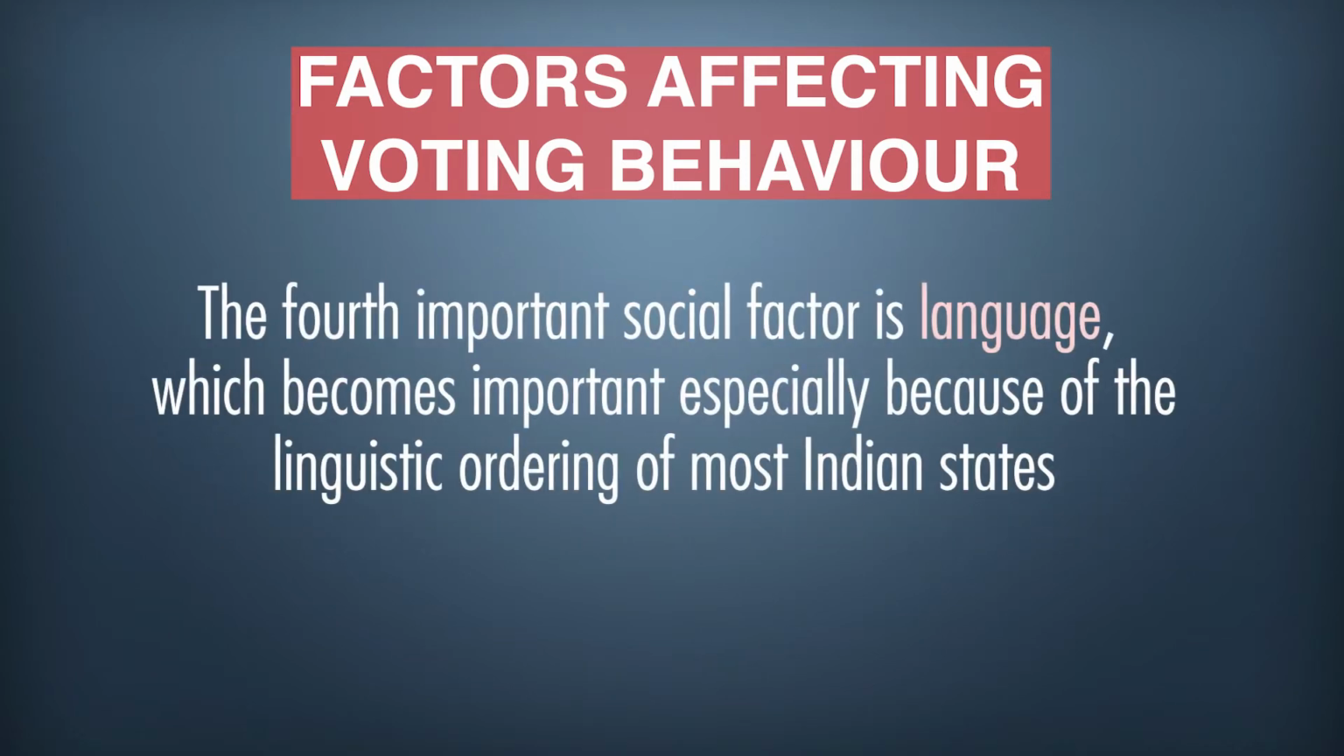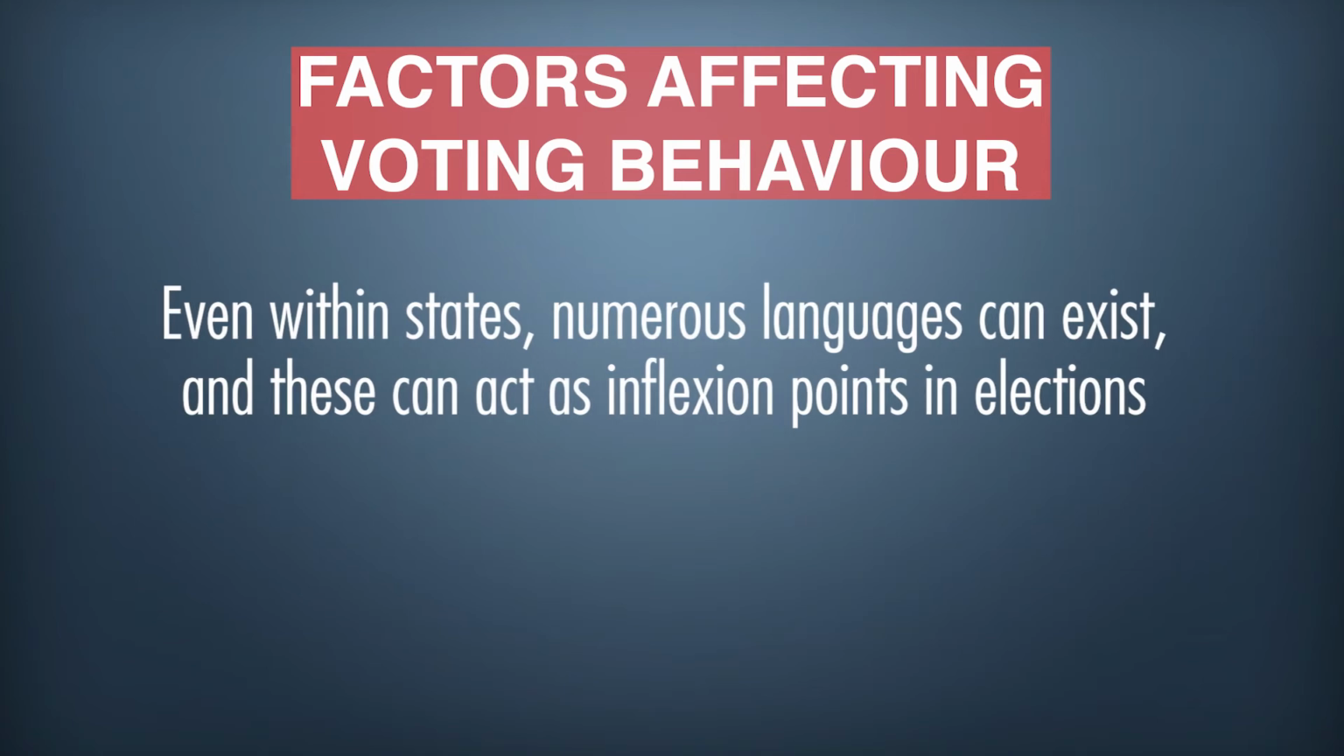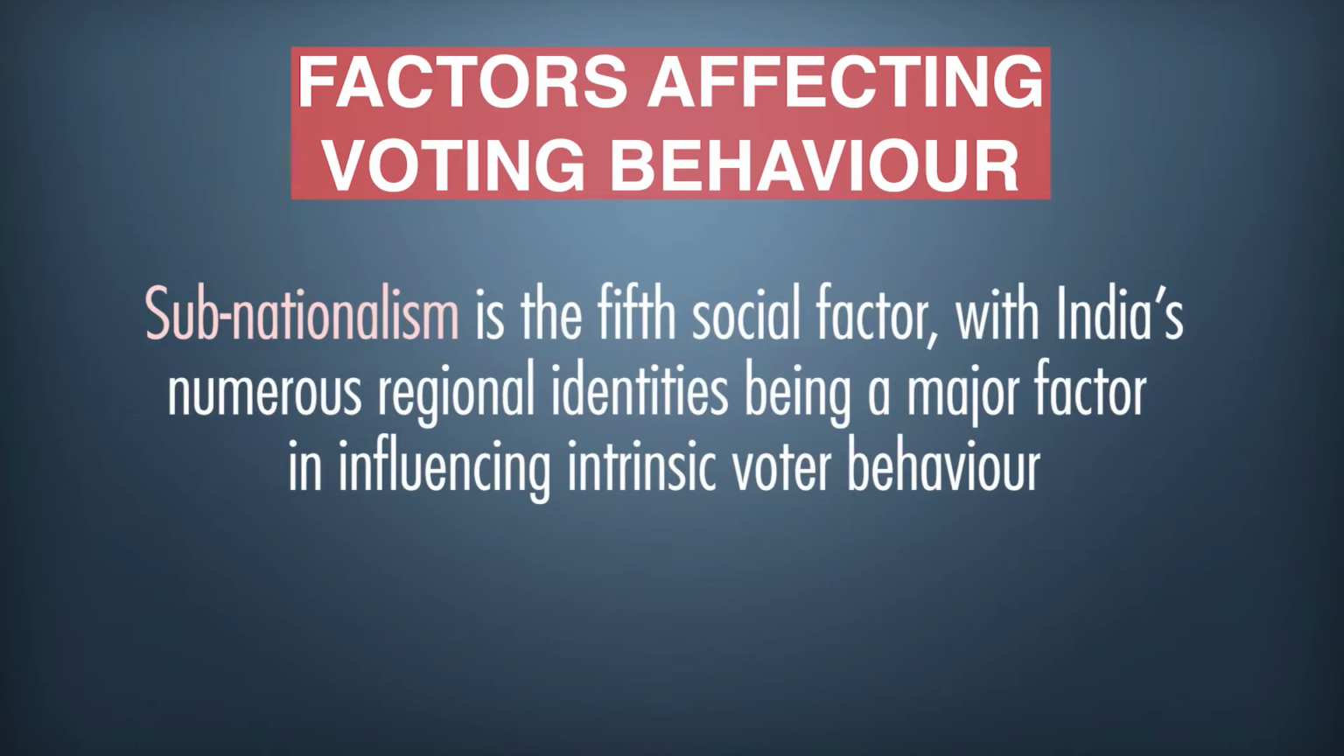The fourth important social factor is language, which becomes very important because of the linguistic ordering of Indian states. Even within states, numerous languages can exist which can act as important points in elections. Subnationalism is another important factor where numerous regional identities become an important factor in shaping electoral behavior, and that is precisely the reason why we have an upsurge of regional political parties trying to lure and tempt regional voters on the basis of identity considerations.